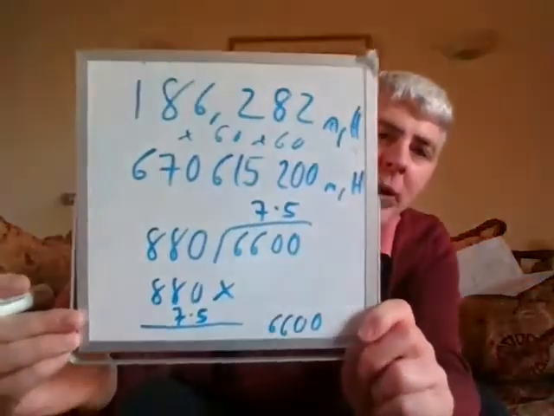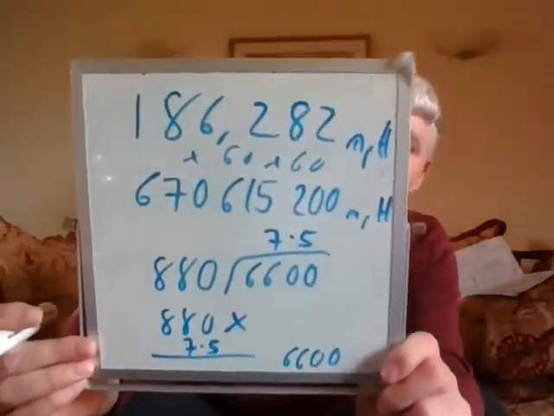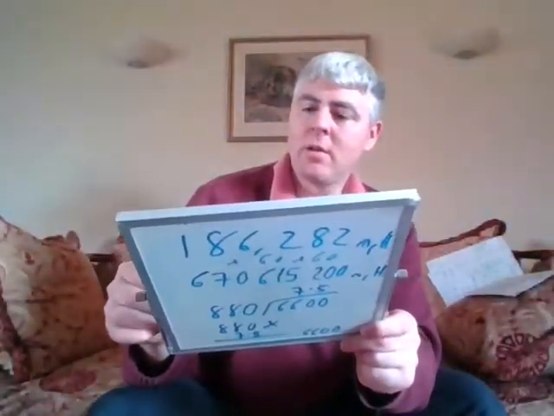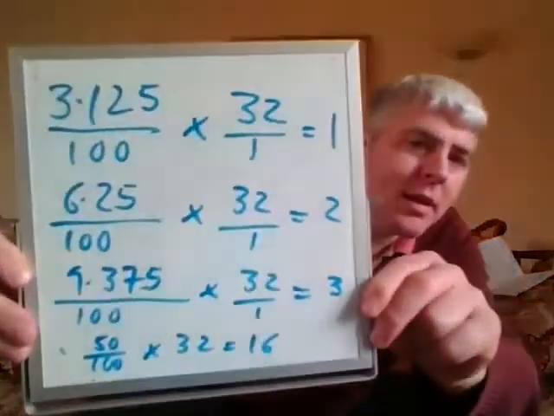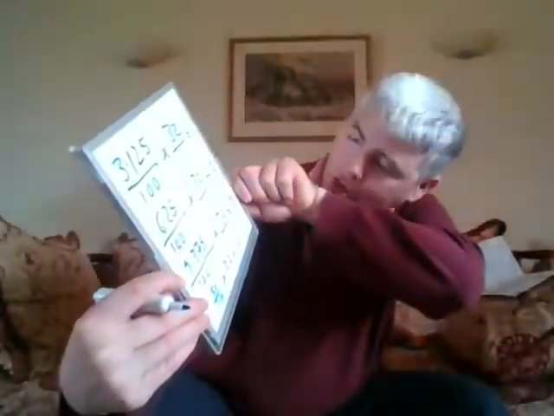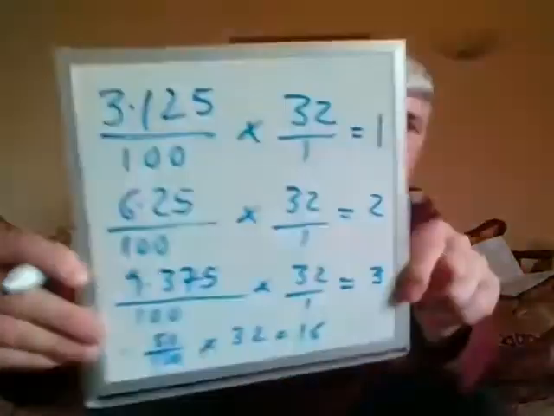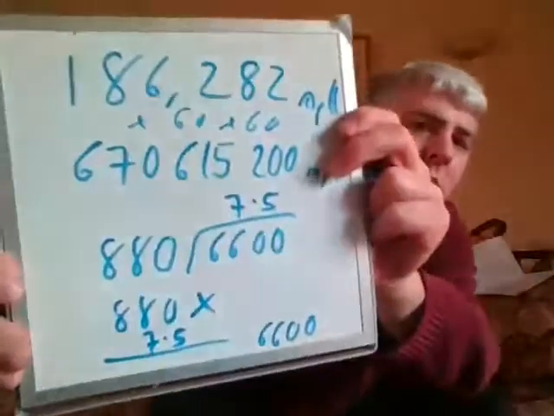880 times 7.5 gives you 6,600. I've cheated a bit. I haven't done the long multiplication, but that is right. So I just wanted you to see that.